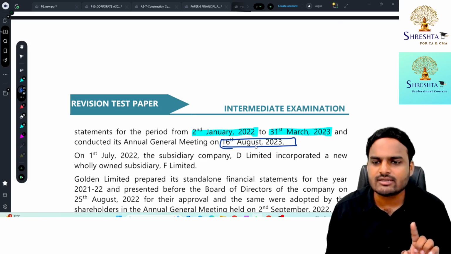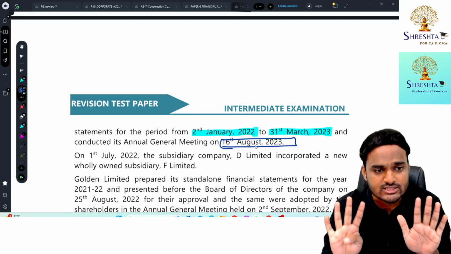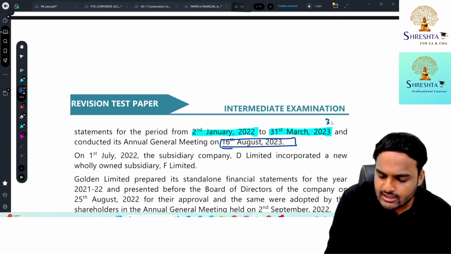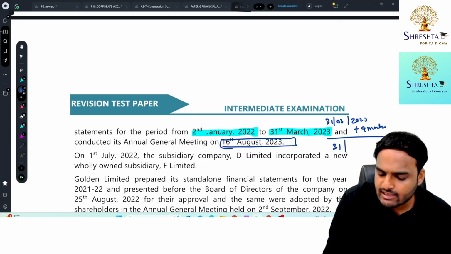So now what is the general time limit? 9 months from the closure of first financial year. So here the closure of first financial year is 31st March 2023. To this add 9 months. So the due date for conducting first AGM is 31st December 2023.